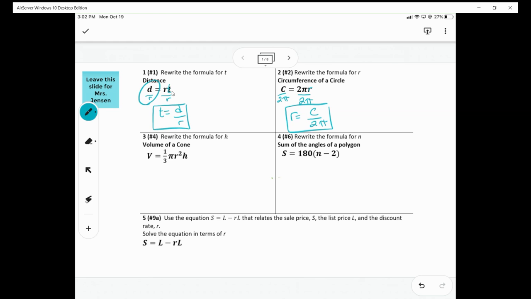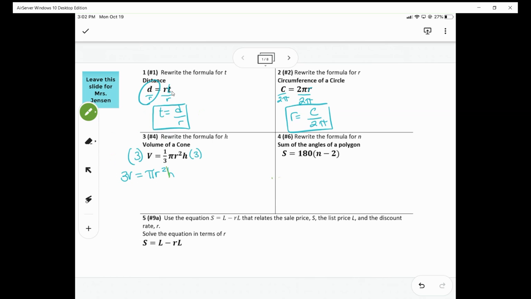For number 3, we have the formula for the volume of a cone, and we want to rewrite the formula for h. Whenever you have a fraction, it's always a great idea to eliminate that fraction on your first step. So to eliminate 1/3, we can multiply both sides by 3. 3 times v is 3v equals pi r squared h.